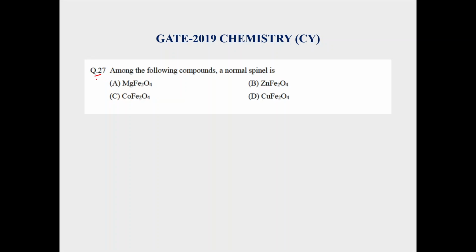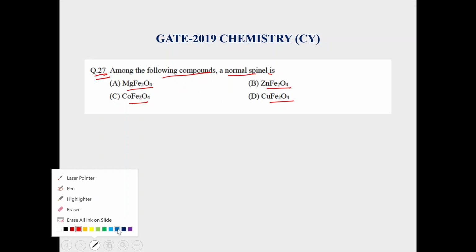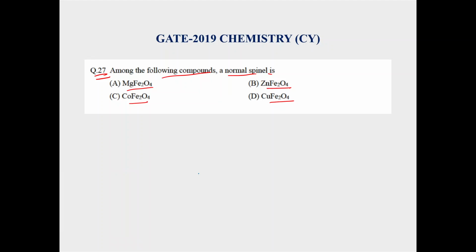So question number 27. The question is, among the following compounds, a normal spinel is: option A, MgFe2O4; option B, ZnFe2O4; option C, CoFe2O4; and option D, CuFe2O4. So this is a question from coordination chemistry again. In this question, they have asked which among the following shows a normal spinel structure. Okay. So for this, first we will discuss these compounds.